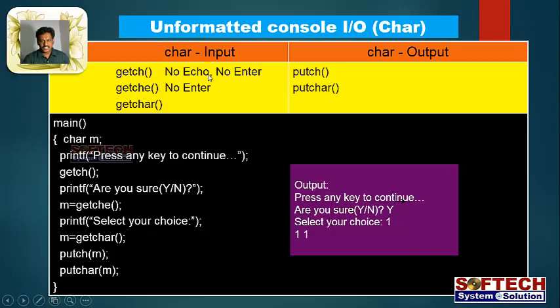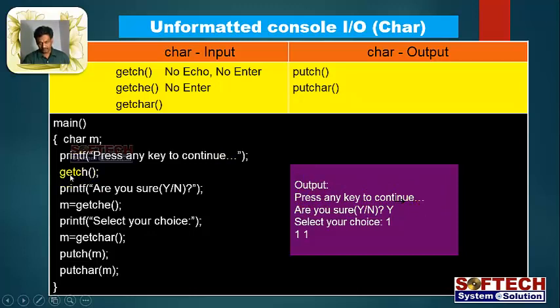But getch is no echo, no enter. What is echo? What is enter? After analyzing this program, we can understand echo and enter. Character m is one of the character variables. It allocates one byte of memory. Then it displays on the screen through the printf function. We can display the string "Press any key to continue". So the output is like that: press any key to continue.